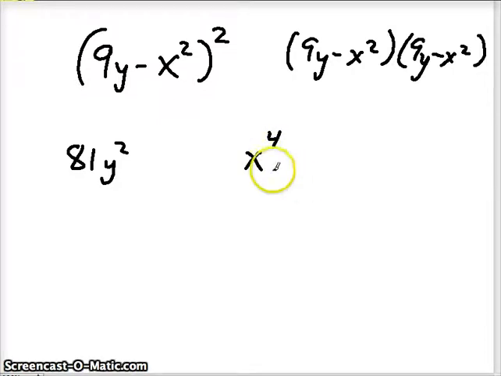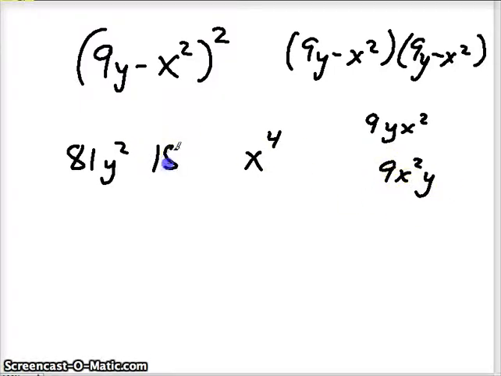And what was in the middle is twice the product of our roots here. So 9y times x squared would give us 9yx squared, or alphabetically 9x squared y, and it's twice that product. So our middle term is going to be 18x squared y. And we know that the last term is always positive, and this middle term gets the sign that came from there. So we end up with that. So again, you could FOIL this out and get to the same thing, but if you remember your patterns, it just saves you some time.